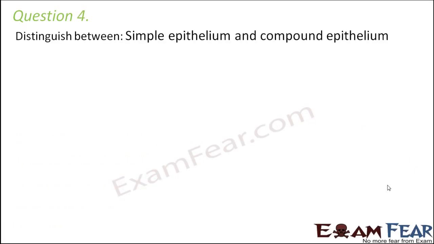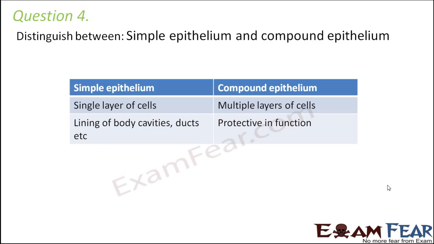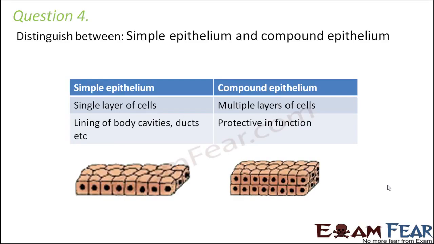Let us look at the next question. Distinguish between simple epithelium and compound epithelium. I had spoken about this before also. Simple would be a single layer, compound would be multiple layers. When I talk of simple epithelium, they are generally used to line the body cavities, ducts, etc. Whereas compound epithelium is protective in function, because when you have multiple layers, it gives a cushion-like feel, so it ensures protection. So this is the difference between the two. This will be simple epithelium and this will be compound.